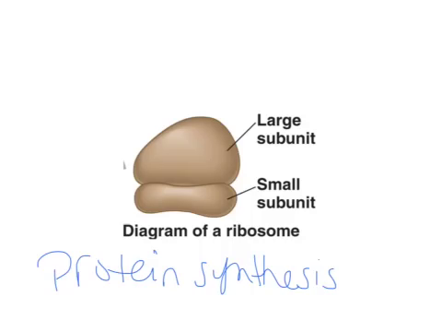The ribosome has two subunits, a large and a small, that are separate from one another until the messenger RNA enters the cytoplasm, and then those two will join together around the messenger RNA.